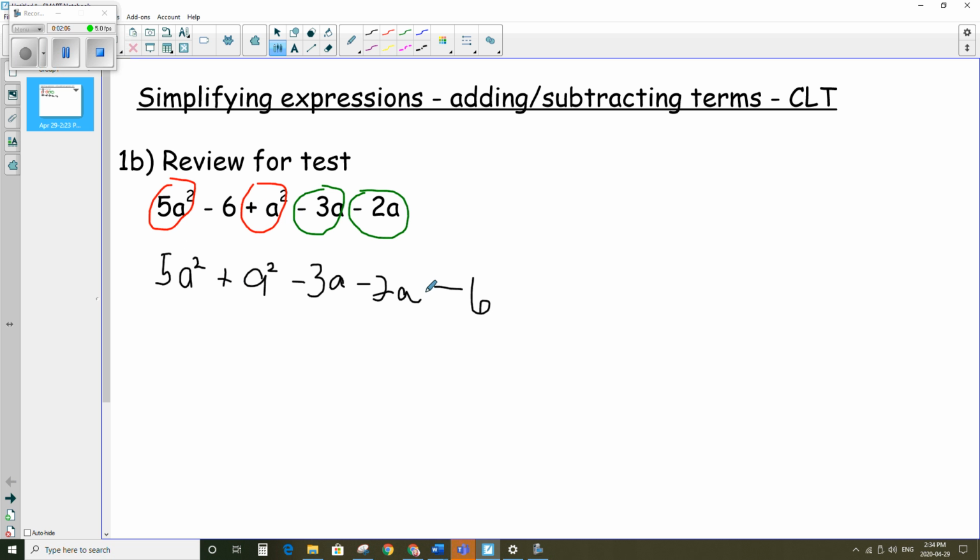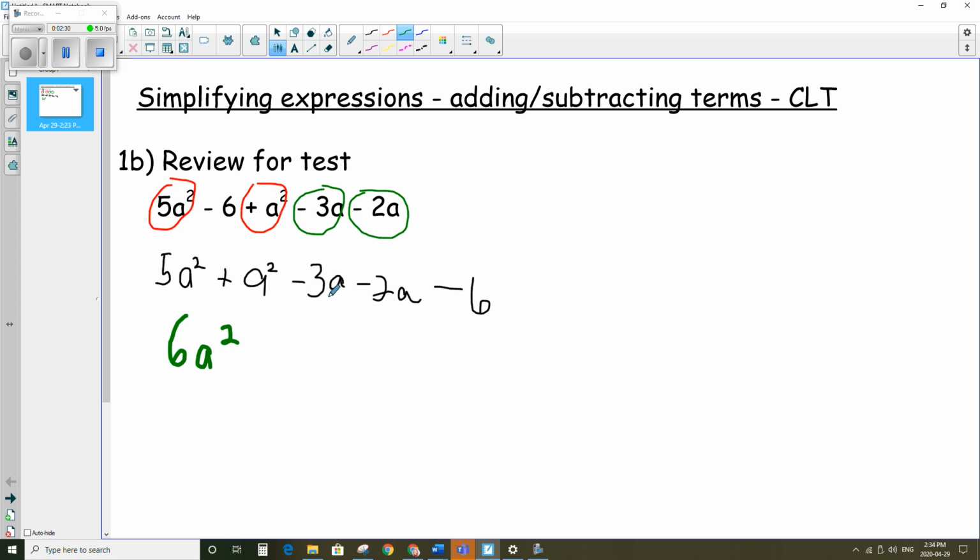Now that you have them next to each other, you can add and subtract them. So we have 5a squared plus 1a squared. There's a 1 here if you don't see anything, which is going to give me 6a squared. Right? We don't do anything to the ending when we're adding and subtracting the terms. We're just worried about the coefficients in the front. The a squared stays a squared.